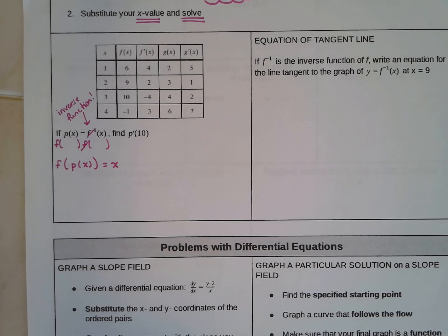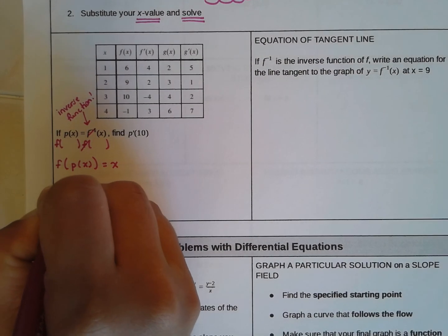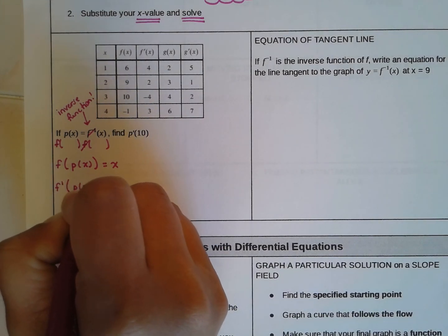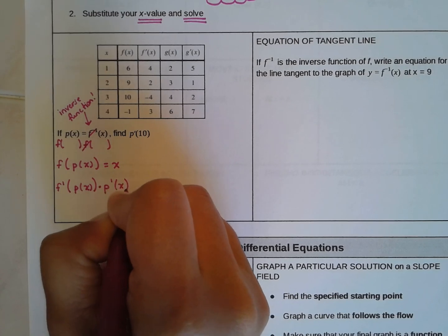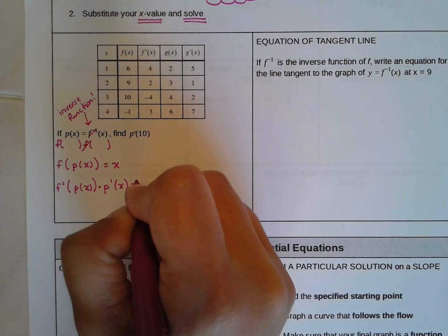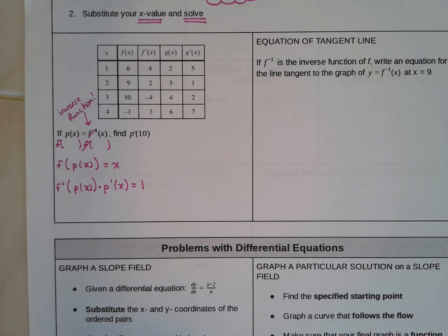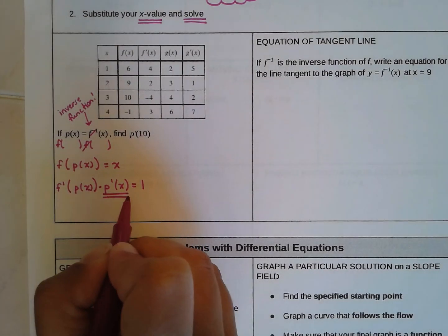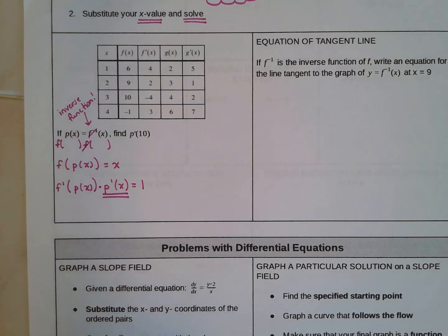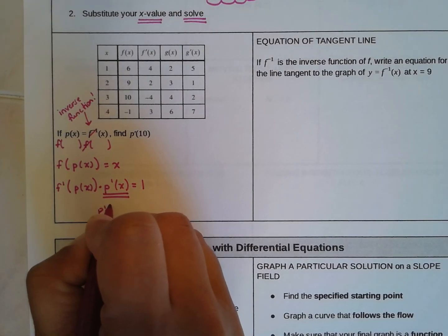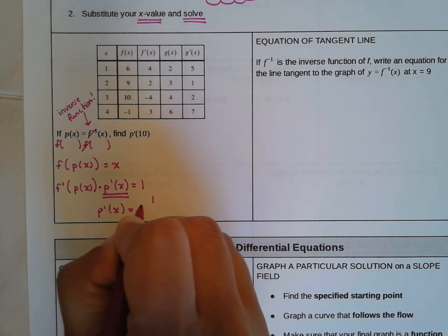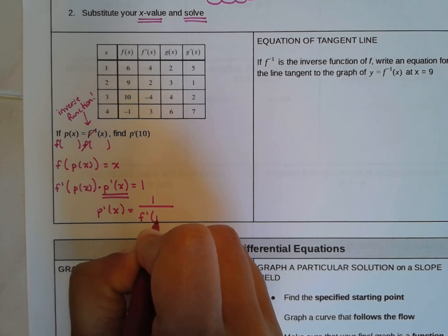Now we can actually take the derivative using the chain rule. So we would start with the outside. F prime of, leave the inside alone, p of x times the derivative of the inside, p prime, is equal to the derivative of x, which is just 1. Then, in order to isolate p prime, because that's what we wanted, we needed an equation for p prime so that we could plug in our 10. We would just divide by the f prime of p of x. So p prime of x would be 1 over f prime of p of x.